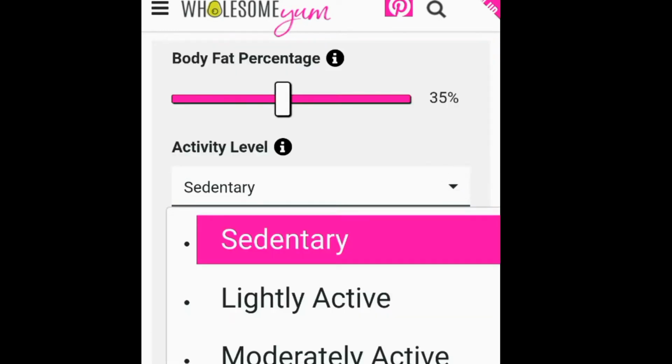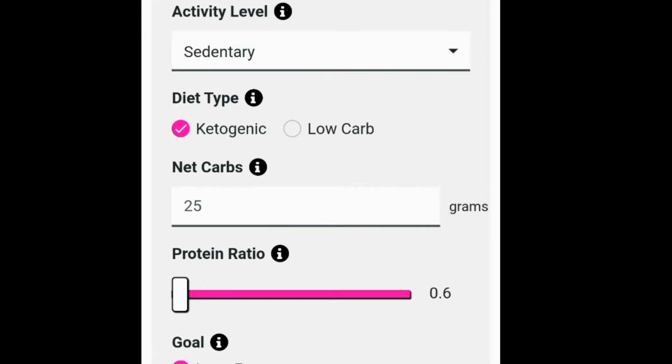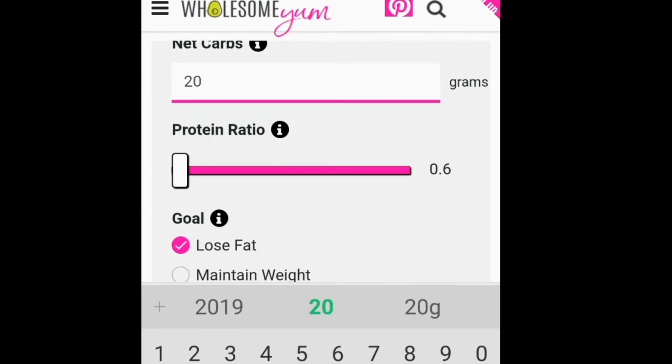My activity level is, I'm going to go with sedentary because I don't do any exercise at the moment. My diet type is ketogenic. You can go low carb. There are some differences between the two. I'm going to stick with ketogenic, and I want 20 grams of carbs a day. Protein ratio, I'm going to keep quite low.